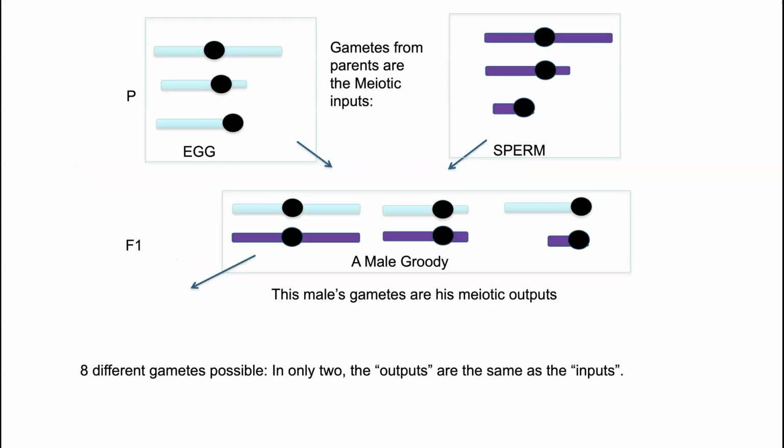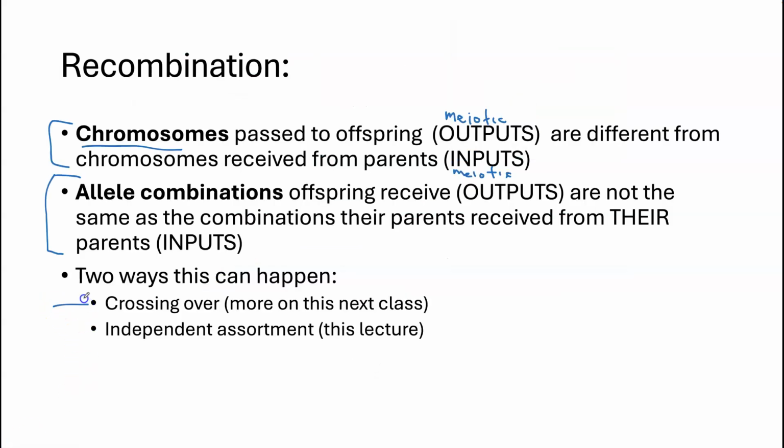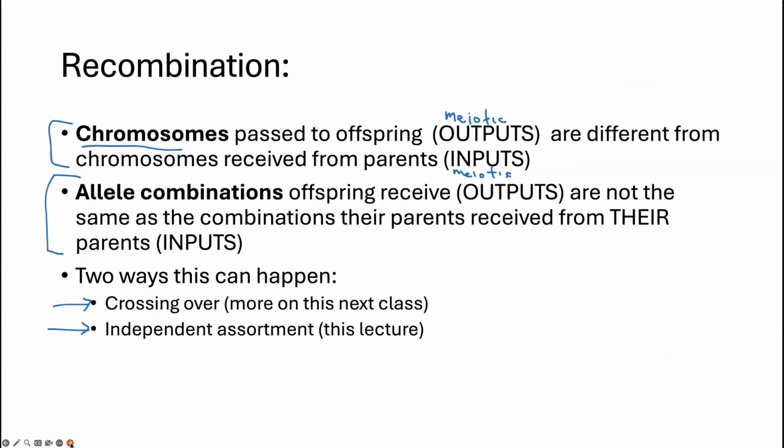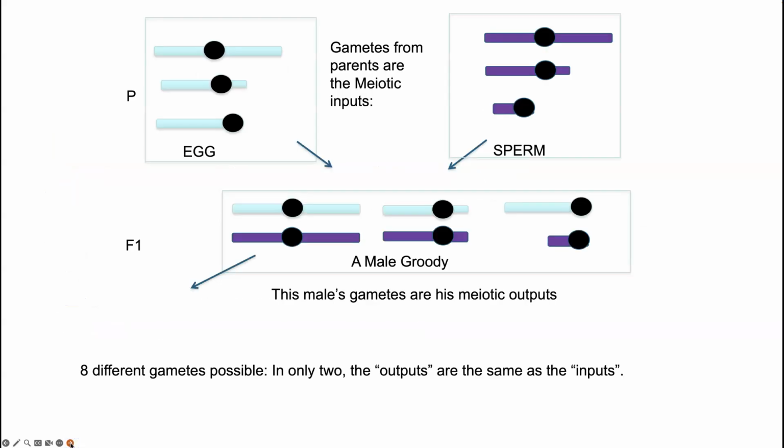happen. One of them is crossing over, and we're going to be talking about that in the next lecture. And the other is independent assortment. We've been talking about independent assortment in the previous lecture. It gives rise to those typical 9:3:3:1 ratios and 1:1 ratios, depending on the cross you're doing. But we will talk more about how independent assortment feeds into recombination.